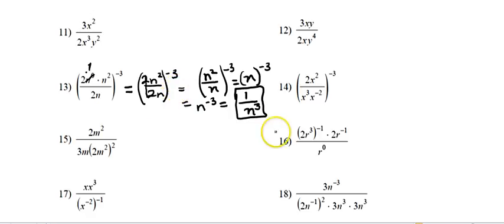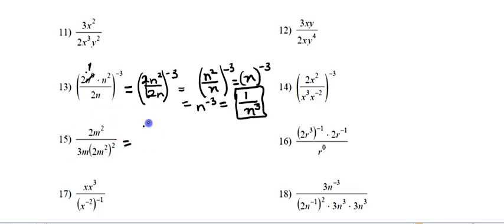Okay, several ways to do this. My suggestion: simplify inside the radical and then finish up your problem. Again, disclaimer, there are many different ways to do that. All right, let's look at 15.